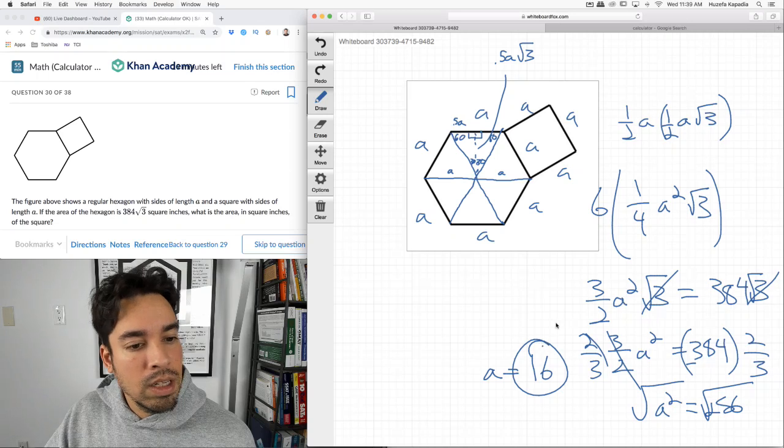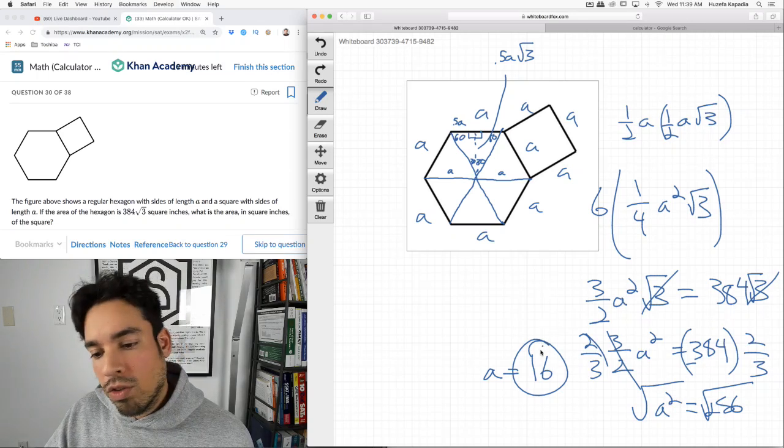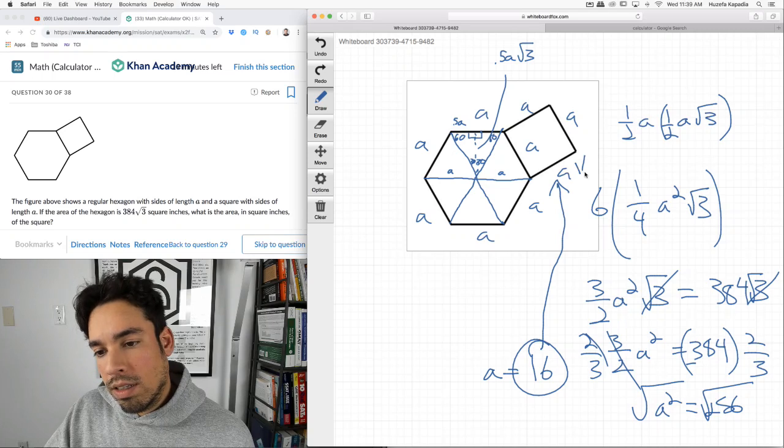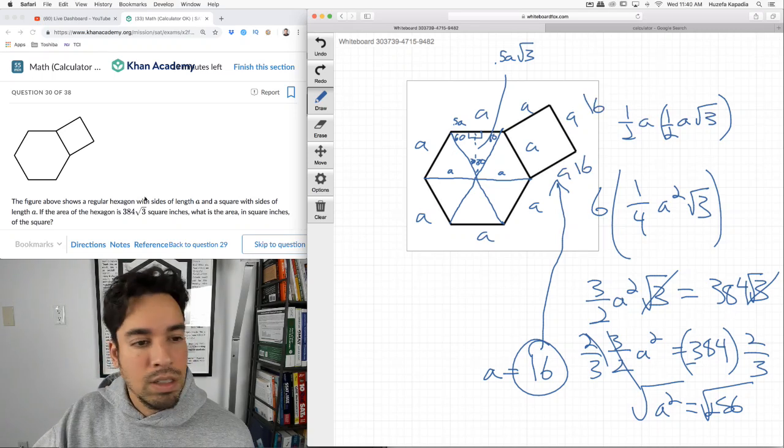Which means the area, what's the area of the square? If A is 16, that's 16 by 16. 16 times 16 is 256.